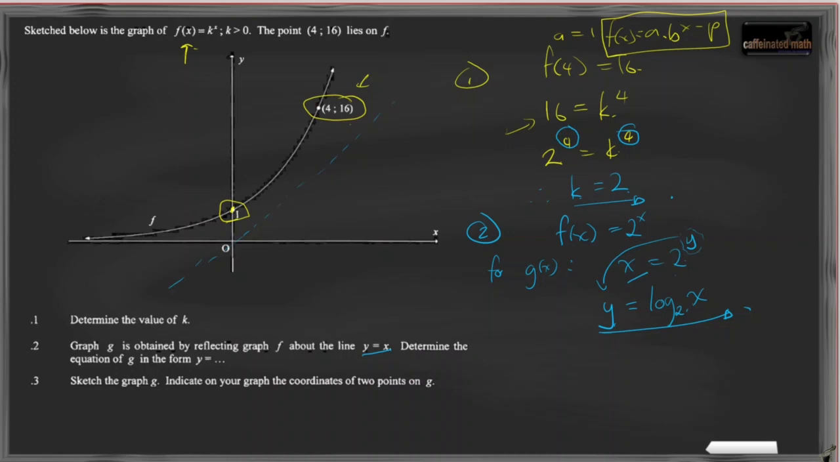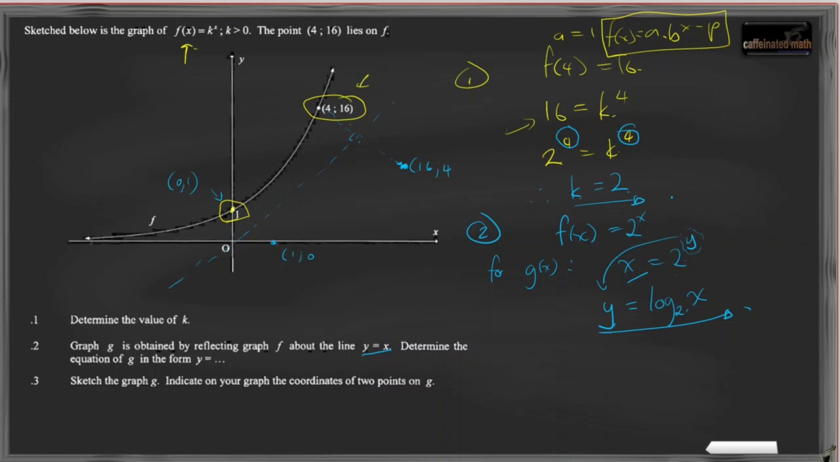Question 5.3: sketch the graph of g, indicating the coordinates of 2 points on g. Well, the first point is quite easy. We're just going to transfer that, and then we can transfer this point. Now remember, when I transfer this, that coordinate is actually (0, 1), as opposed to this one being (1, 0), because for any inverse, the coordinates just switch, which means I'm just going to have coordinates (16, 4). Let's move it right over there.